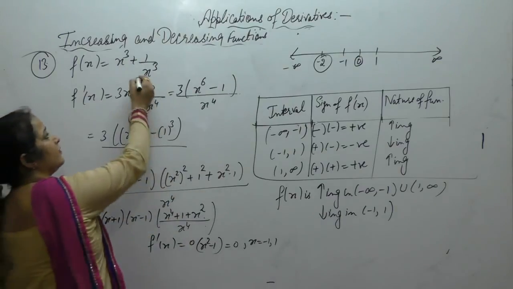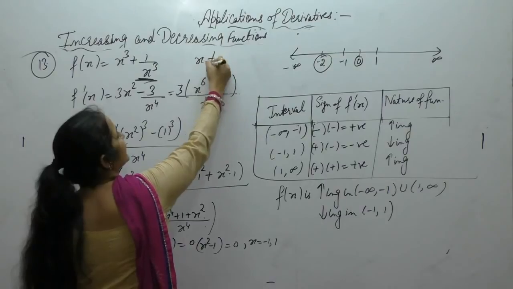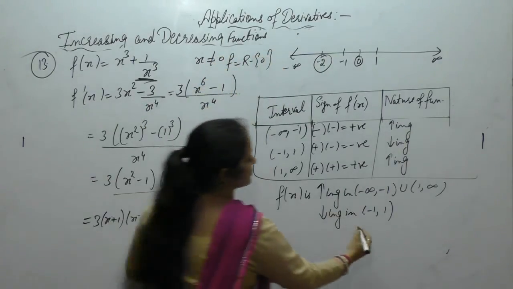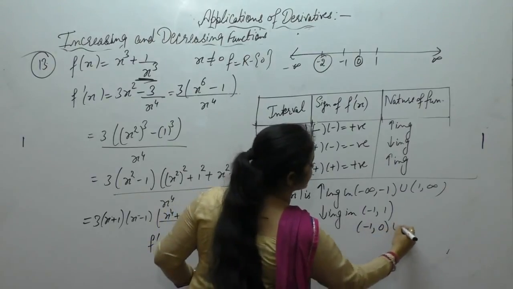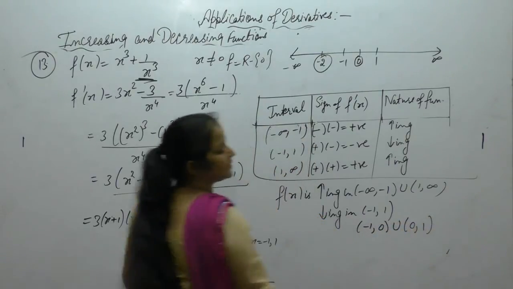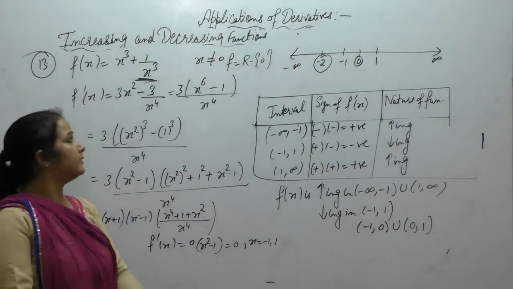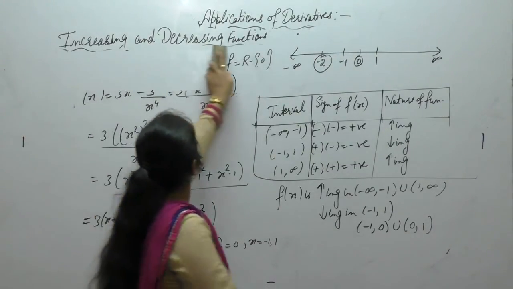Here again we have x^3 in the denominator. So domain of the function will be all real numbers except 0. So the function is decreasing in -1 to 0 union 0 to 1. Is it clear? Now next.